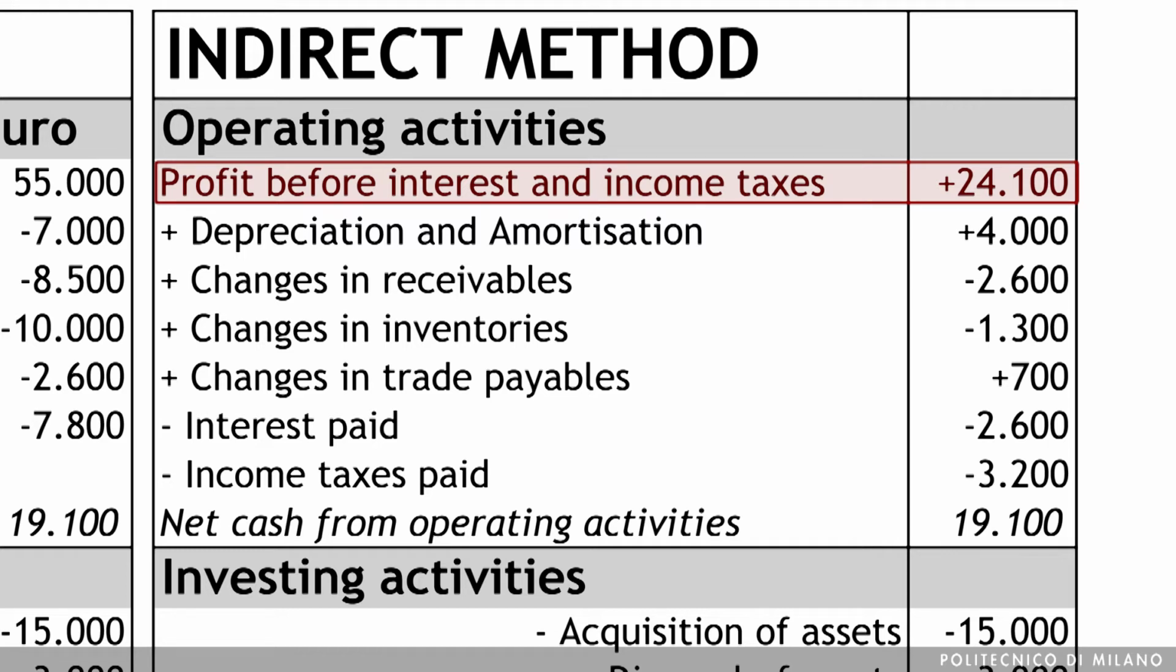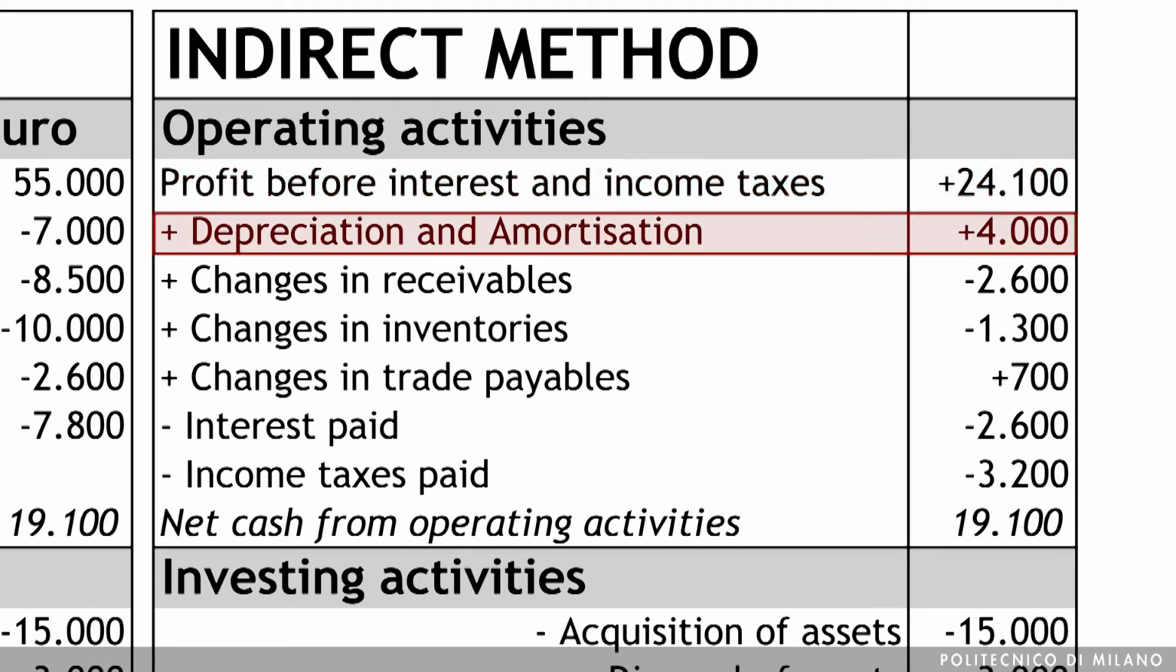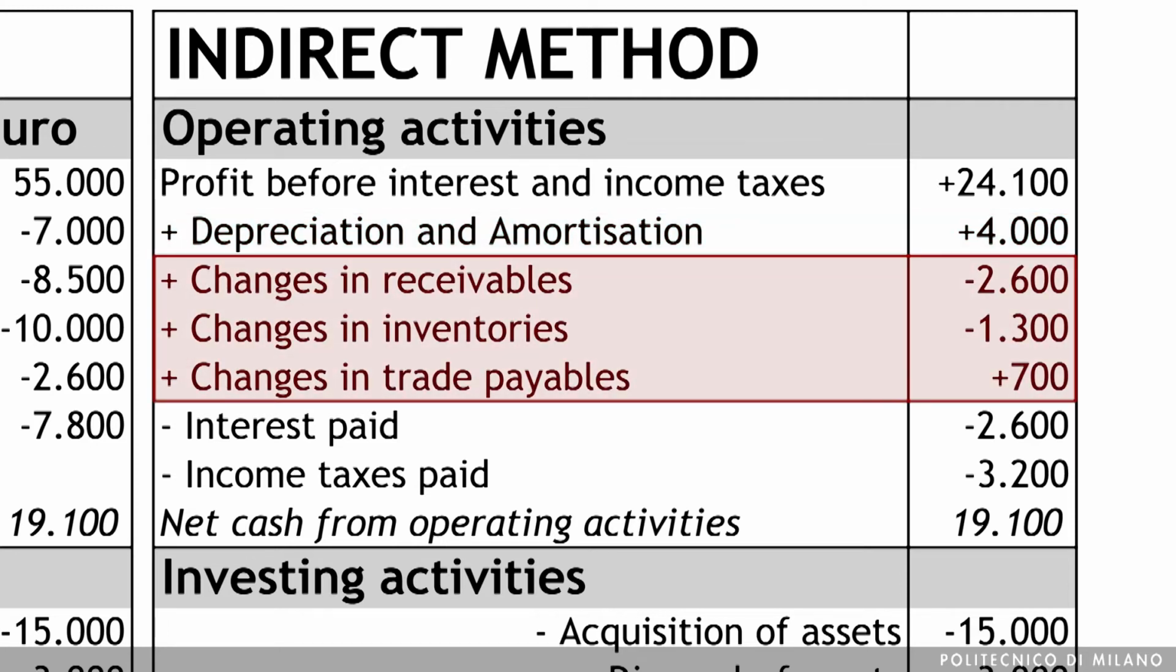all of those costs that do not represent a cash outflow, and these costs are the depreciation and the amortization. We add them because they have been previously deducted in order to calculate the profit. Remember that we are talking about costs which do not give rise to a cash outflow. Then we need to adjust this profit by adding what is defined as operating working capital. The operating working capital accounts for the variation in receivables, inventories, and trade payables, because again, we have a difference between the accrual logic and the cash logic.